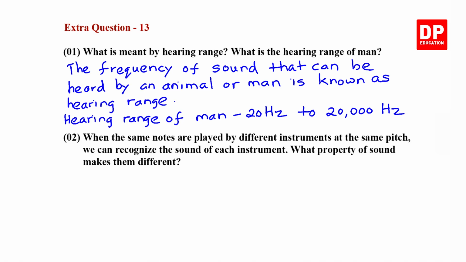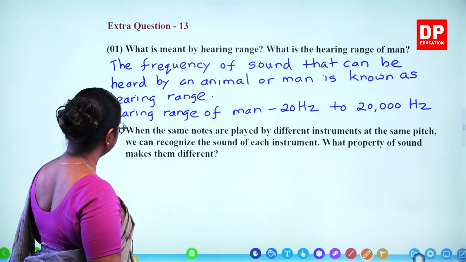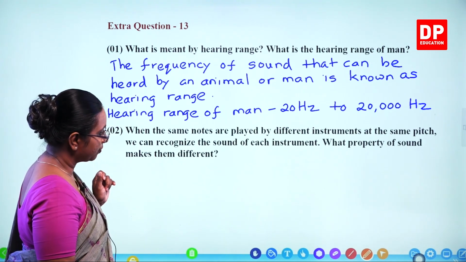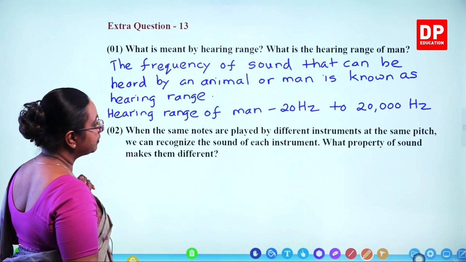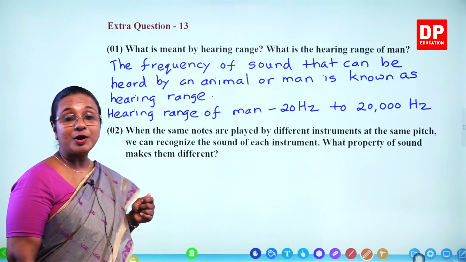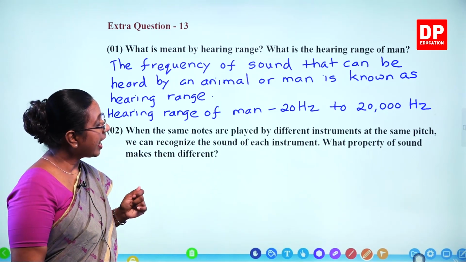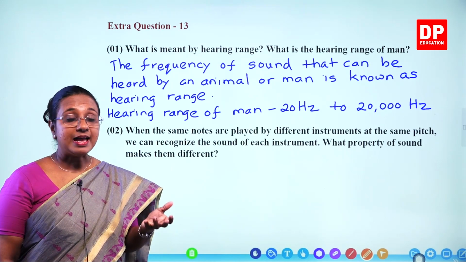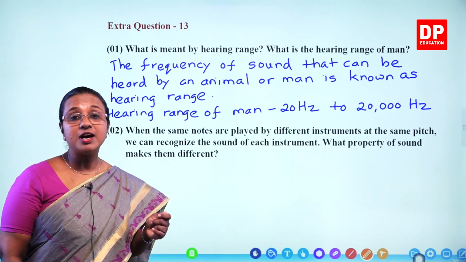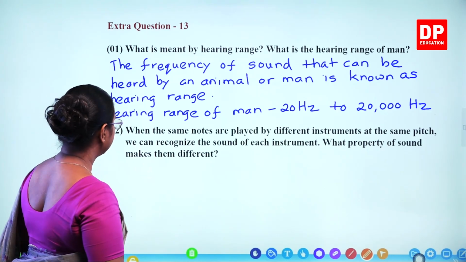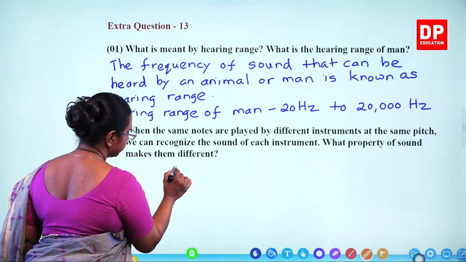When the same notes are played by different instruments at the same pitch, we can recognize the sound of each instrument. What property of sound makes them different? What is the property that helps us to identify the sound from different instruments? That is the quality of sound. So here the property is quality of sound.